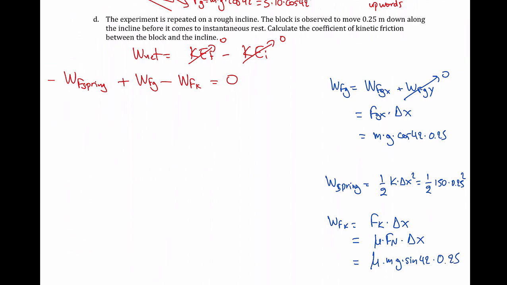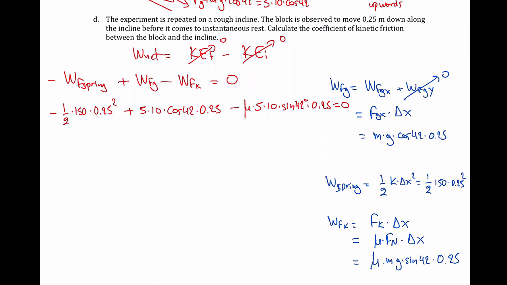So we'll place this in our terms. So we have minus work by the spring, so minus 1 over 2 times 150 times 0.25 to the power of 2. Work by the force of gravity, so it is mass times g times cosine of 42 times the distance, that it is 0.25, minus the work by friction, which is mu times mass times g times sine of 42 times the distance, that it is 0.25. All of them should be 0.